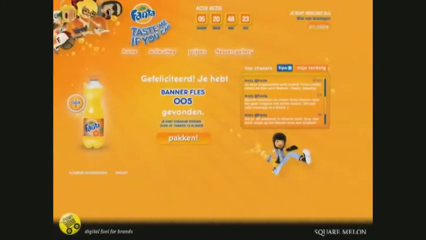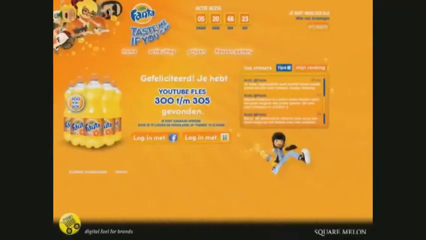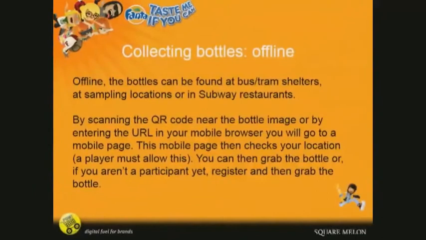These are some examples of the banners that we had. It's in Dutch, so it's like Cyrillic for me. Like Cyrillic is for me, this is what Dutch is to you. It says just congratulations, you won banner bottle 005. And next to it you also have some tips from Andy.